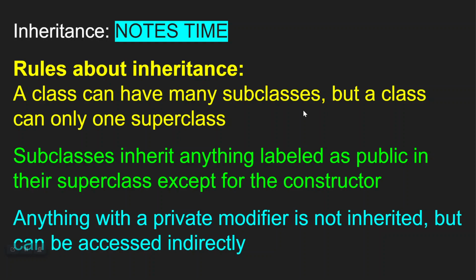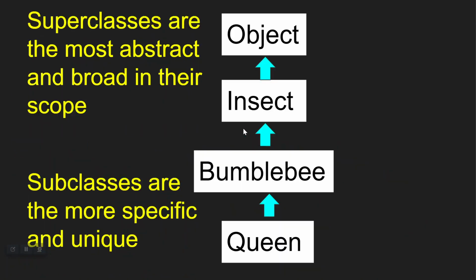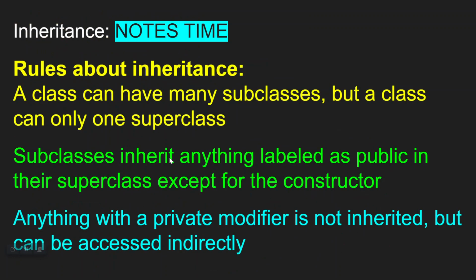Now, there are some rules about inheritance, and this is important. A class can have many subclasses, but a class can only have one superclass. So from the insect class, I can create a bumblebee class, I can create a butterfly class, I can create a praying mantis class. I can extend the insect class as many times as I want to. But all subclasses only have one superclass, or one parent class.